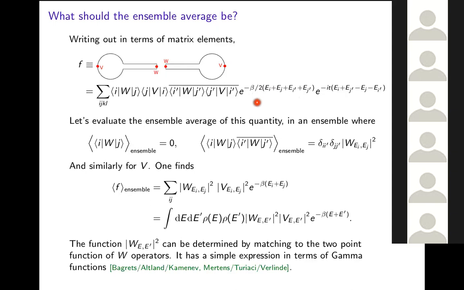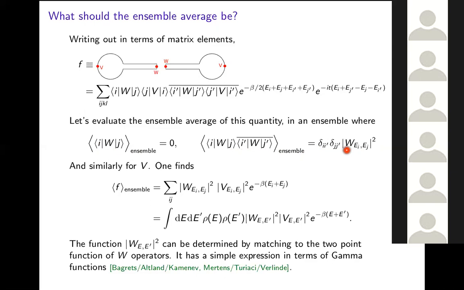So let's just evaluate this quantity using the following rule. We don't know what these matrix elements of the operators are. Those are complicated. Those are like this kind of quantum noise information. They're hard to know exactly. But let's just make up an ensemble. And let's say that in this ensemble, the average value of this matrix element is 0. And the average of a product of two of these matrix elements is diagonal in the I index and in the J index. So basically, the matrix element has 0 average, but its square has some non-zero average.